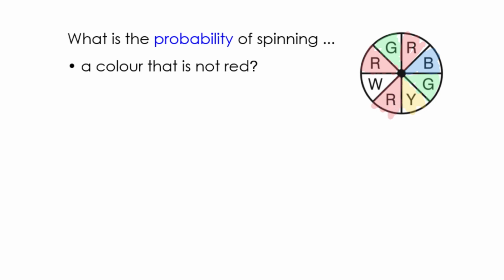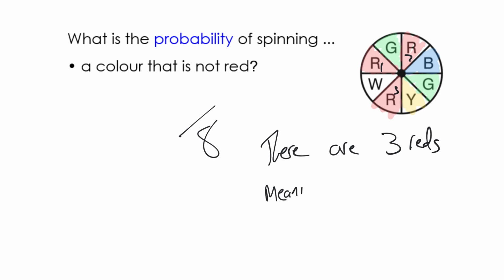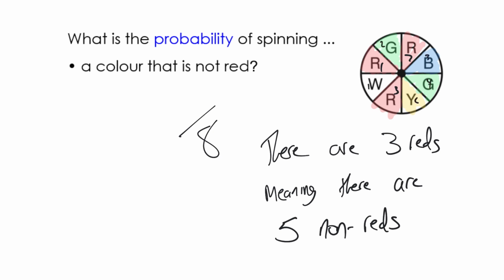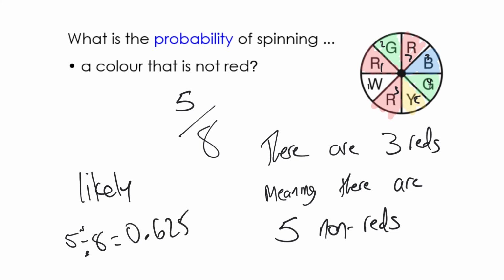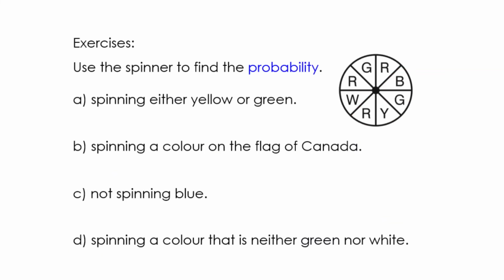And what is not red? So again, count the total. There's 8. 1, 2, 3 red. So there are 3 reds, meaning there are 5 non-reds. So there's 5 of the other colors. 1, 2, 3, 4, 5. So 5 over 8. So it's likely, and if you do the decimal, 5 divided by 8, I'm doing this off the top of my head, so if it's wrong, I'm sorry. I think it's 0.625.